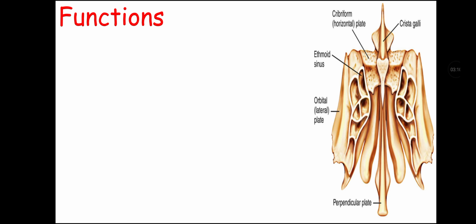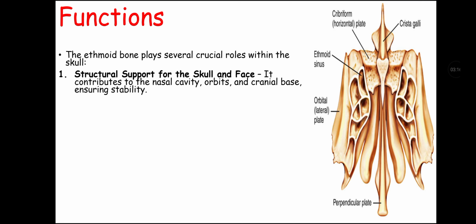Now let's talk about the functions of ethmoid bone. Ethmoid bone plays several crucial roles within the skull that include structural support for skull and face, as it contributes to the nasal cavity, orbits, and cranial base, ensuring stability. So that's how it provides structural support for skull and face.